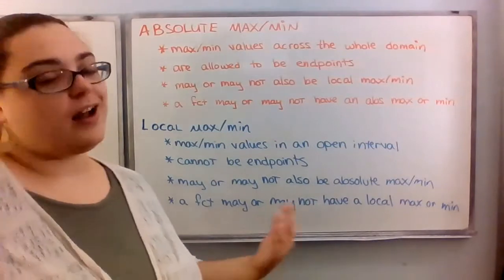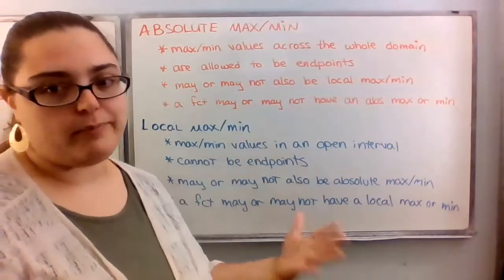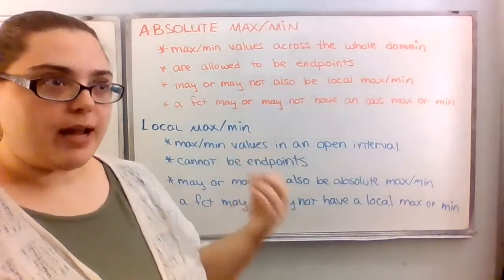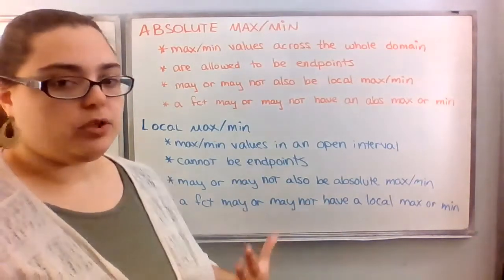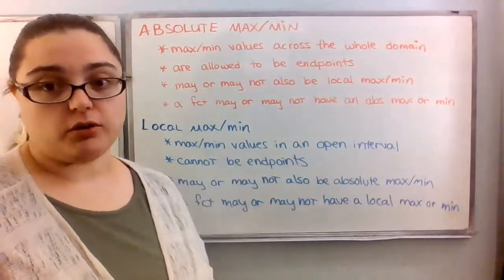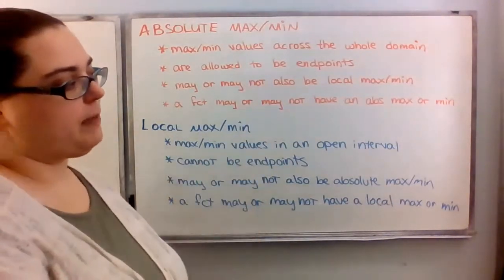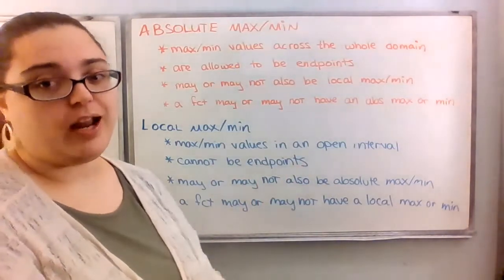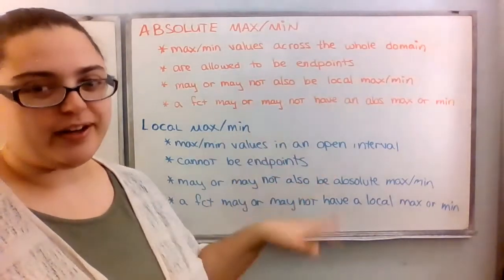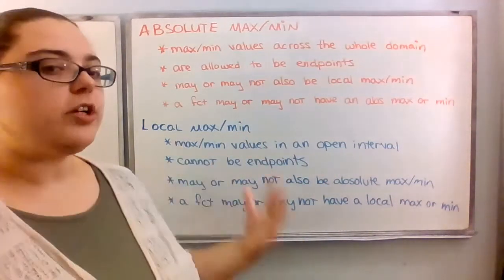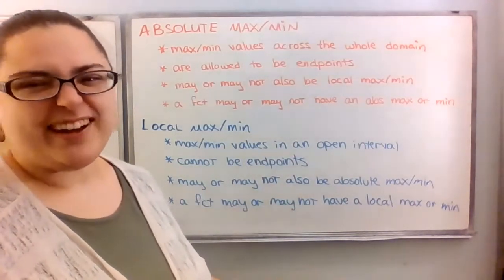You may or may not also have a local max or min. An absolute max could also be a local max, but it doesn't have to be. Similarly, an absolute minimum might also be a local minimum, but it doesn't have to be. And lastly, your function may or may not have an absolute max or an absolute min. We're going to look at some examples of where these weirdnesses can happen, don't worry. But just know that when we're looking for extrema, you can get some extreme stuff happening, or not so extreme if you don't have one, I guess.